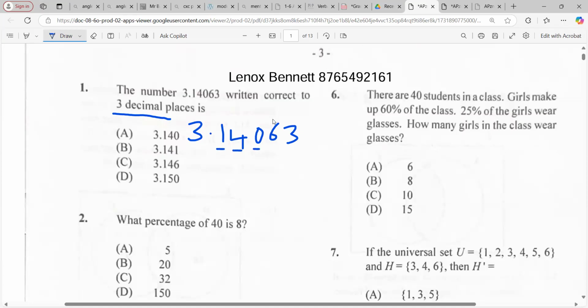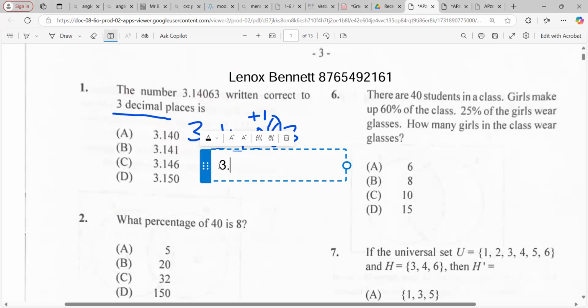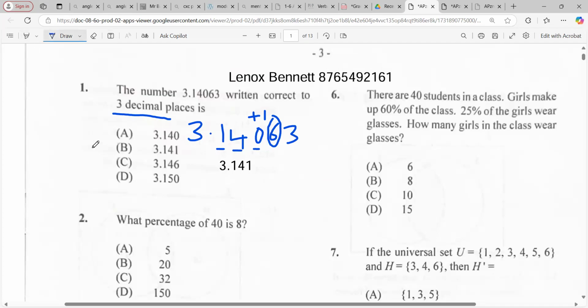But in order to get our answer, we have to focus on the fourth. If this number is 5 or greater, we add 1. If it's 4 or less, we just simply drop it off. So we're going to add 1 to 0, and of course, that will become 1. So our final answer would be 3.141, because we added the 1. So our answer would have been B in this case.